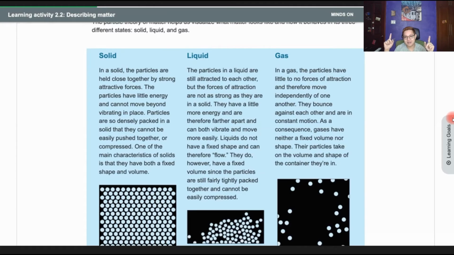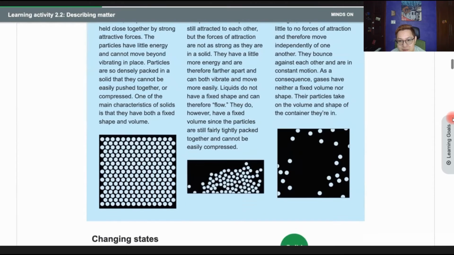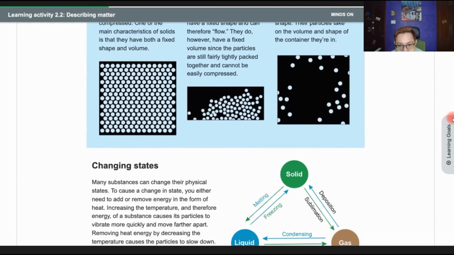It depends on the container, right? Yes, it depends on the container that keeps the gas. They don't have a fixed volume, and they don't have a fixed shape either. Of course, they take the volume and the shape of the container they're in. But if you open the container, they would just spread everywhere, you know. Now, changing states.